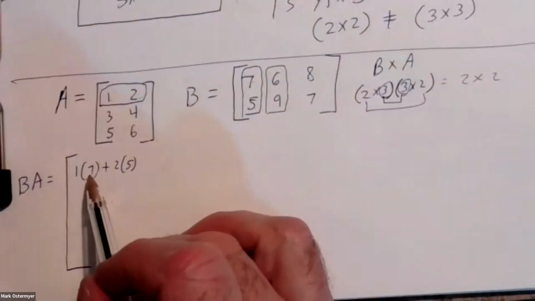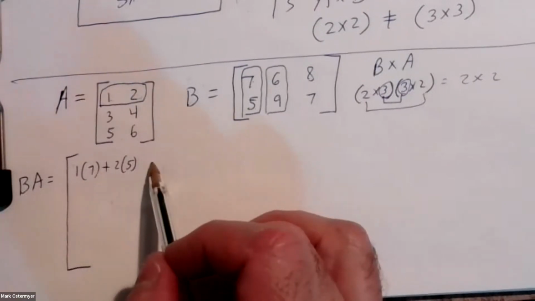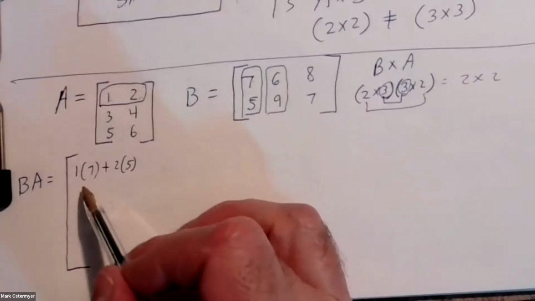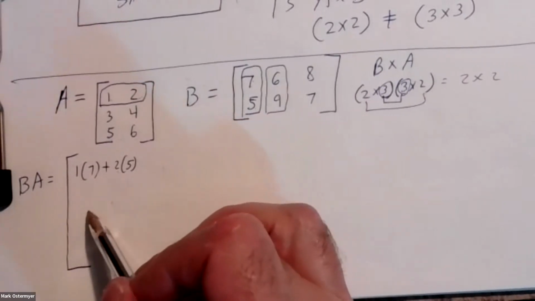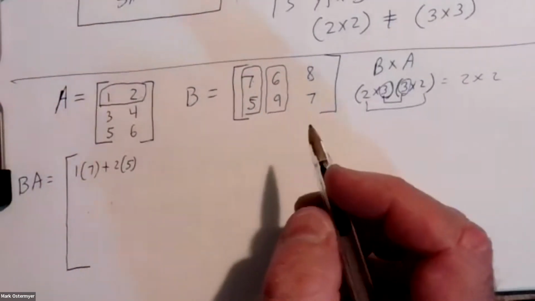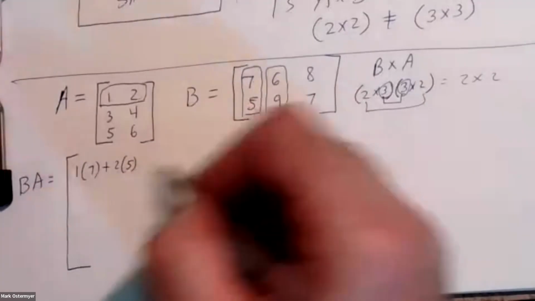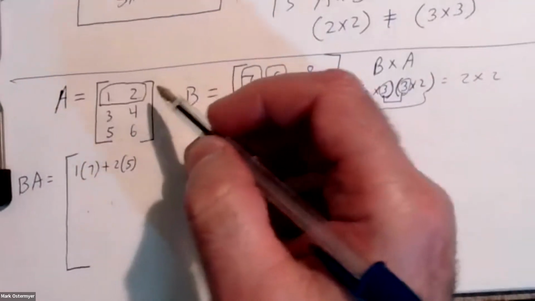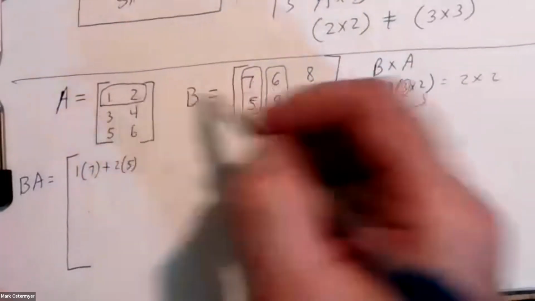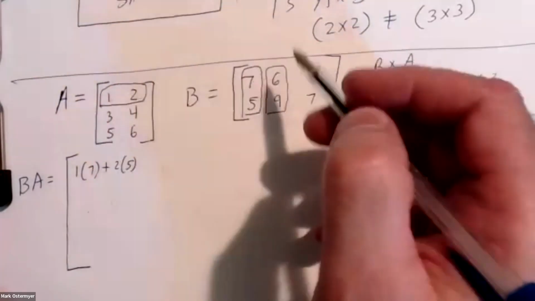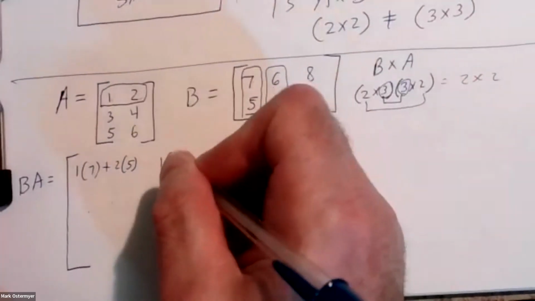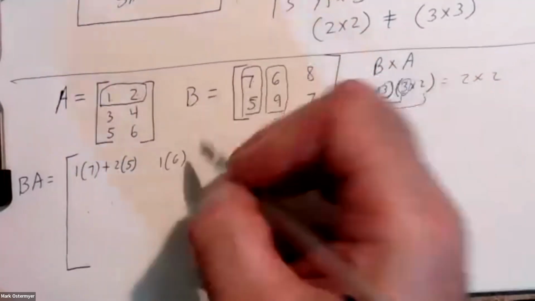Now, it doesn't matter if you find the 1, 1 entry, then the 1, 2 entry, and work across, or you could work down by the rows first. You could find the 1, 1 entry, then the 2, 1 entry by taking row 2 of matrix A times column 1 of matrix B. It doesn't matter. I'm going to work across this way. So row 1 of matrix A times column 1 of matrix B is the 1, 1 entry. The 1, 2 entry is found by taking row 1 of matrix A and multiplying it by column 2 of matrix B. That's to say 1 times 6 plus 2 times 9.